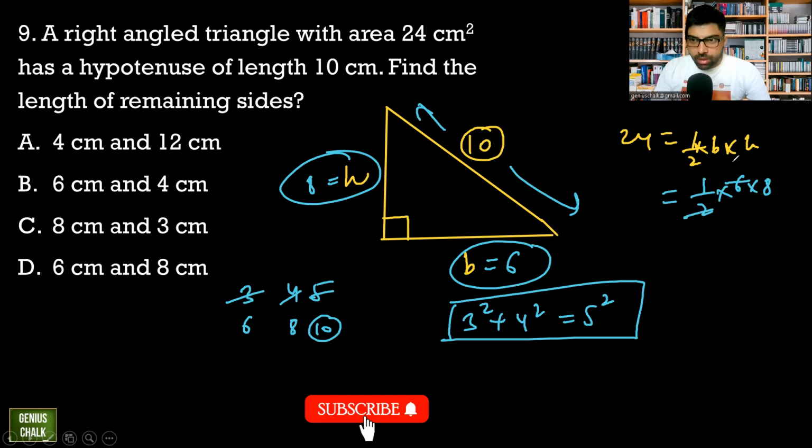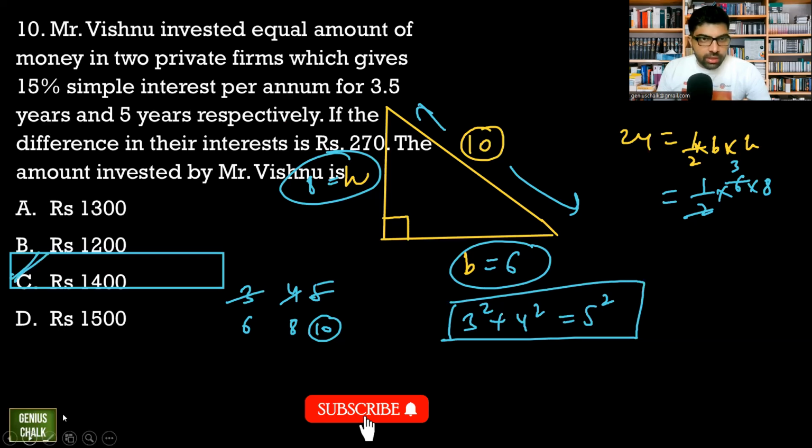So you can see it is coming out to be 24. It says find the length of remaining sides, so it must be 6 and 8. That is option D. Option D has to be my answer.